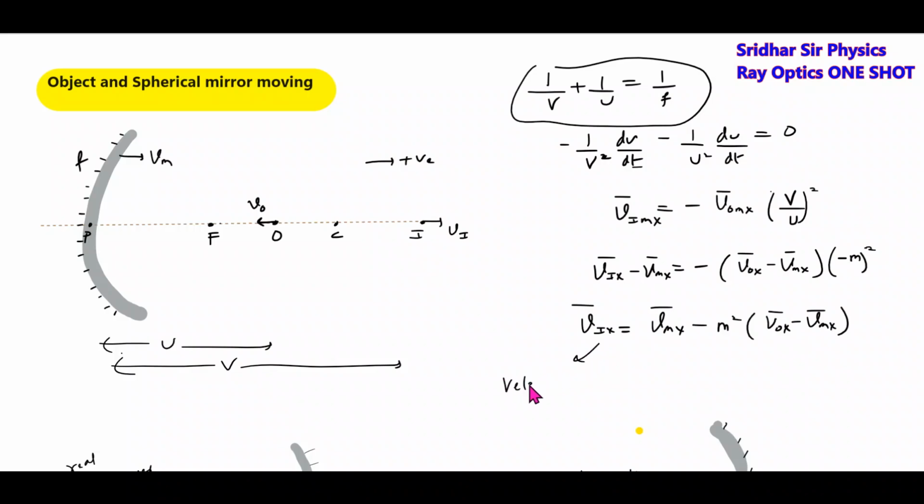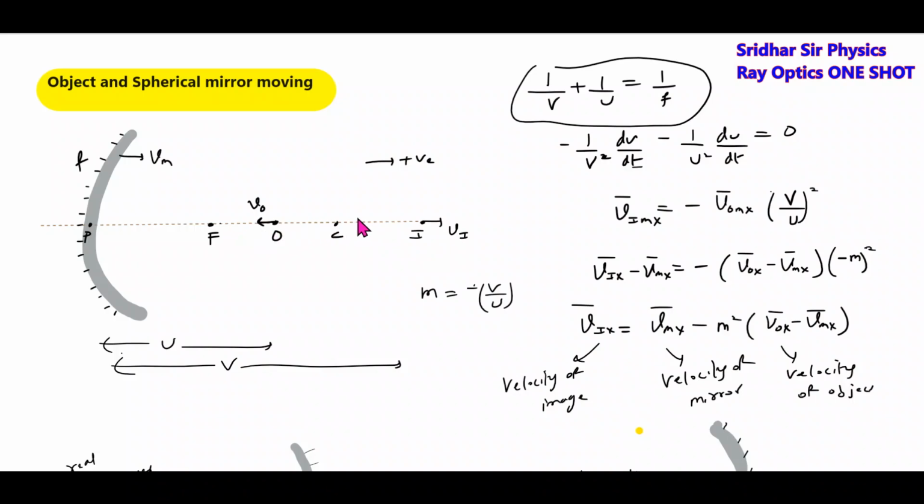So what is this? This will be the velocity of the image, and this is the velocity of the mirror. And what is M? M stands for magnification. How do we get the magnification? I should know the position of the object and the image. We know the object distance, we know the focal length, so we calculate the image distance. Then we get the magnification. Now, if the object and image are moving, there is a basic generalized method which we should apply.